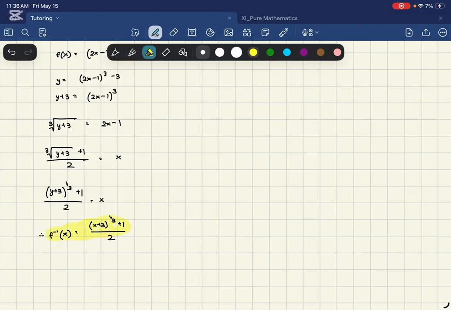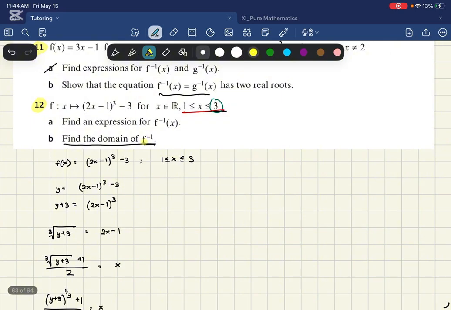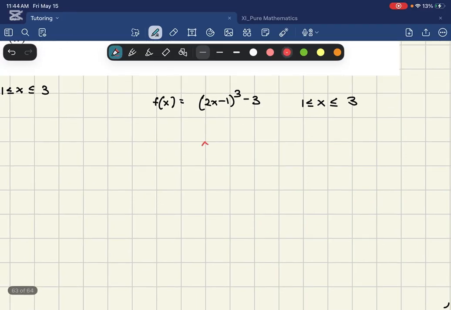So for part B, for 12, we need to find the domain of f inverse of x. And to do so, we need to look at the range of f of x. So f of x, let me write it out again, is 2x minus 1 cubed minus 3. And we are given the domain restriction as this. So let's try to visualize the graph. I know we haven't done graph transformations yet, but let me give you a gist. So we are going to start from the inside out, right? So basically, we're going to start with minus 1.